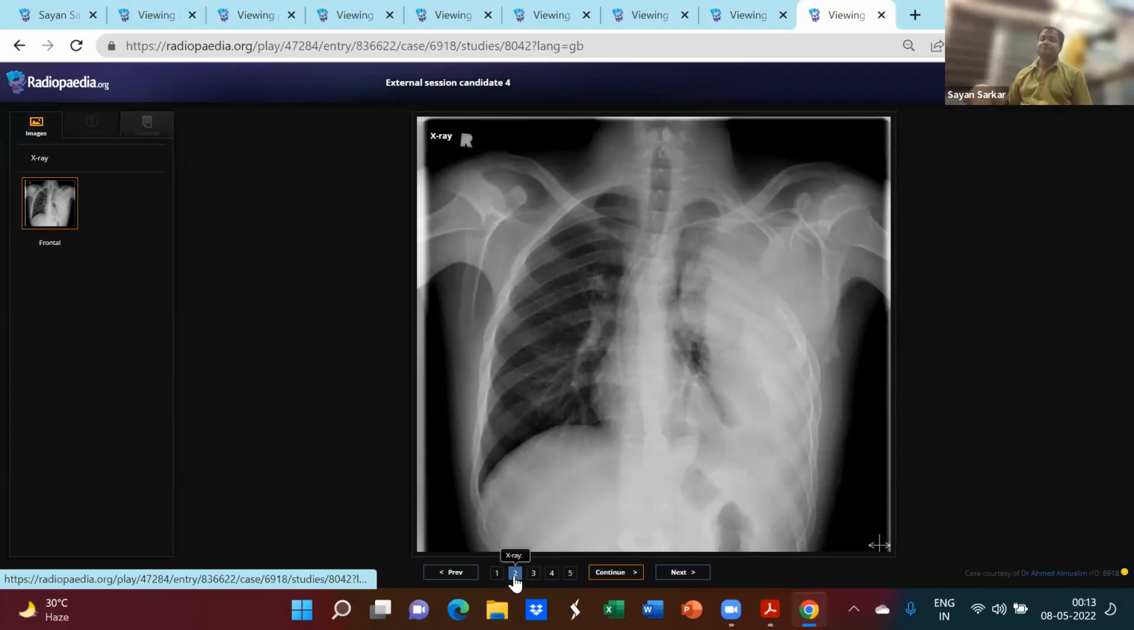Okay. I cannot see the left hemidiaphragm very clearly. The rest of the bones, right lung, right CP angle, and the soft tissues are unremarkable.